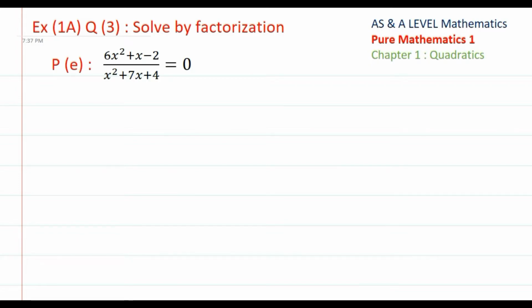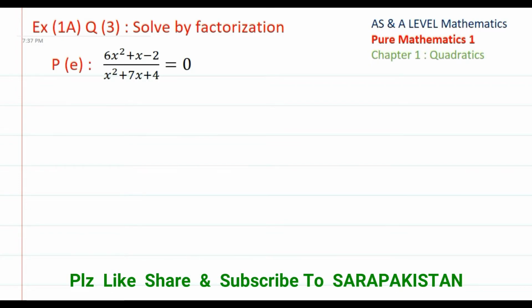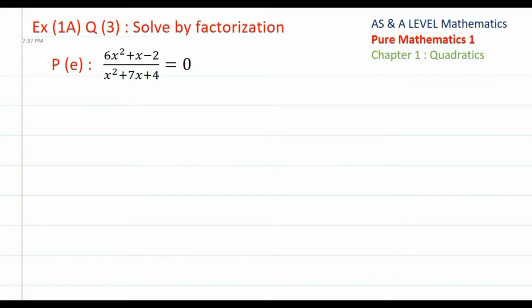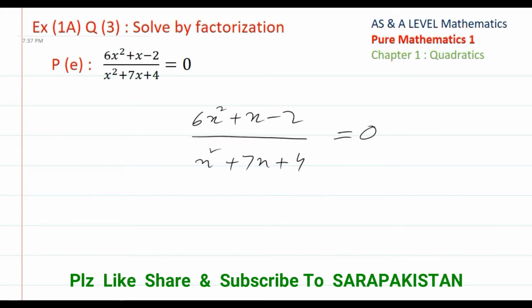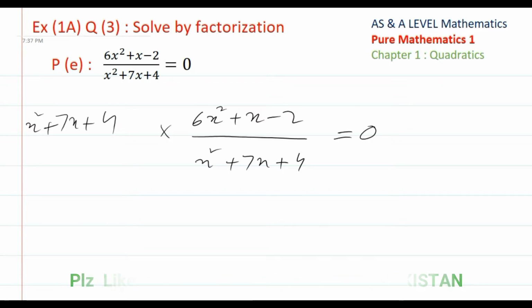Our today's topic is factorization and we will try to solve part E, question number 3, exercise 1A. Let's start it. In the first step, we'll simply rewrite the question: (6x square plus x minus 2) over (x square plus 7x plus 4) equal to 0, and you will multiply it with x square plus 7x plus 4 on both sides.